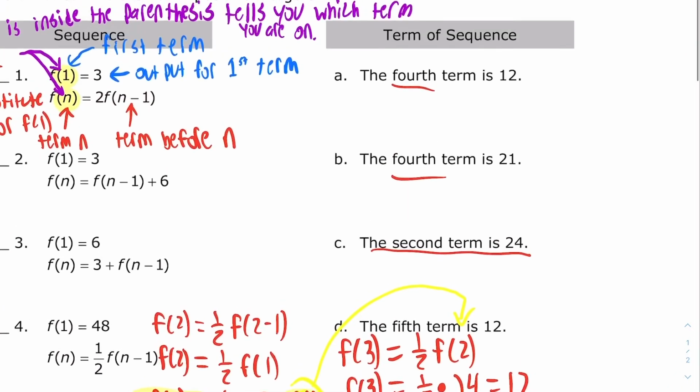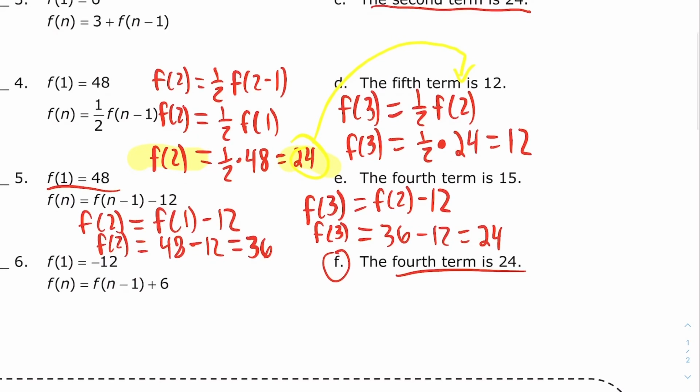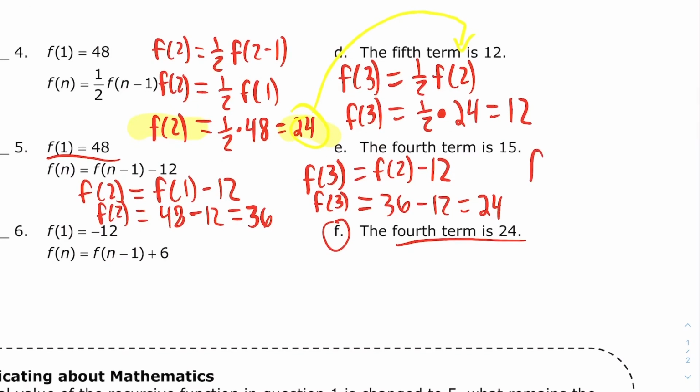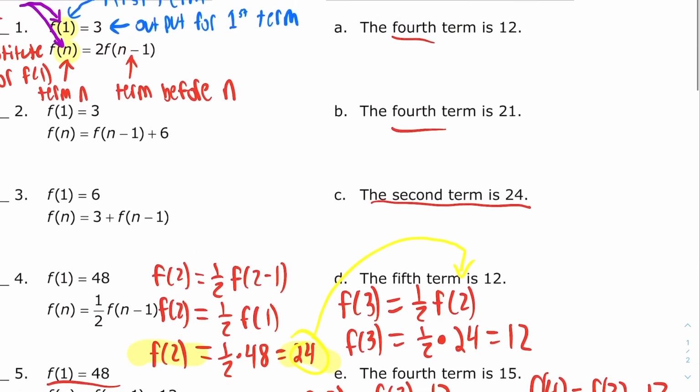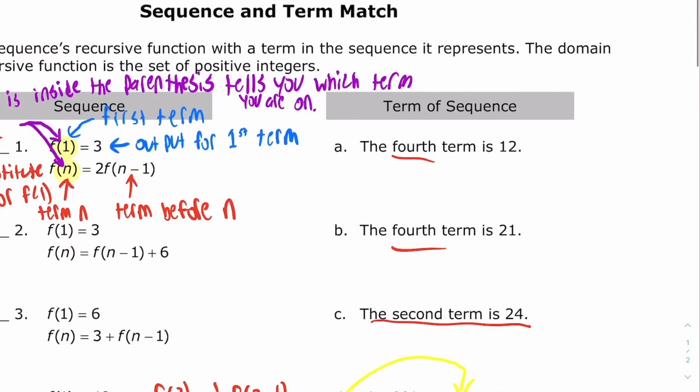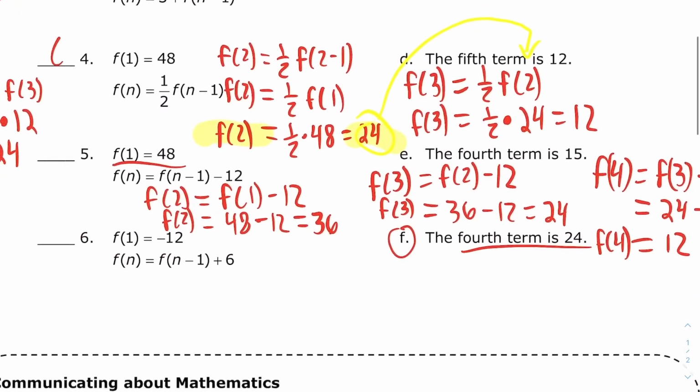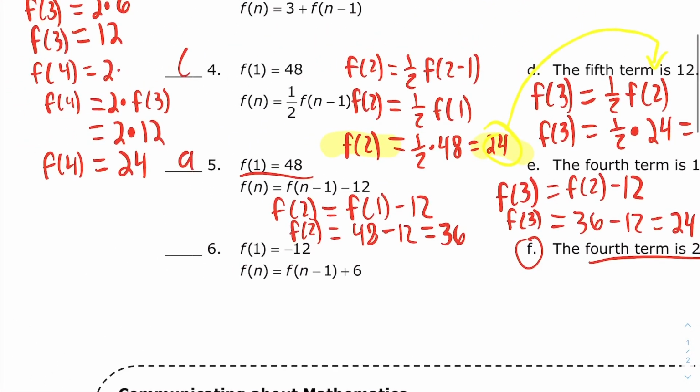Does any of them say the third term? No. So we need to go farther. f4 will be f3 minus 12, which is 24 minus 12, which makes 12. A says the fourth term is 12. So number 5's answer is A.